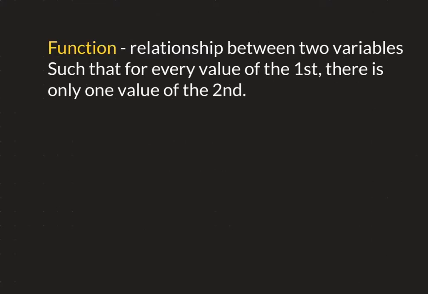A function is a relationship between two variables, so that for every value of the first, there's only one value of the second. And we often express a relationship like this with an equation, such as y equals x plus 2. This equation indicates that there is a relationship between x and y. So whatever value you put in for x, you can determine what y is by adding 2 to that value.